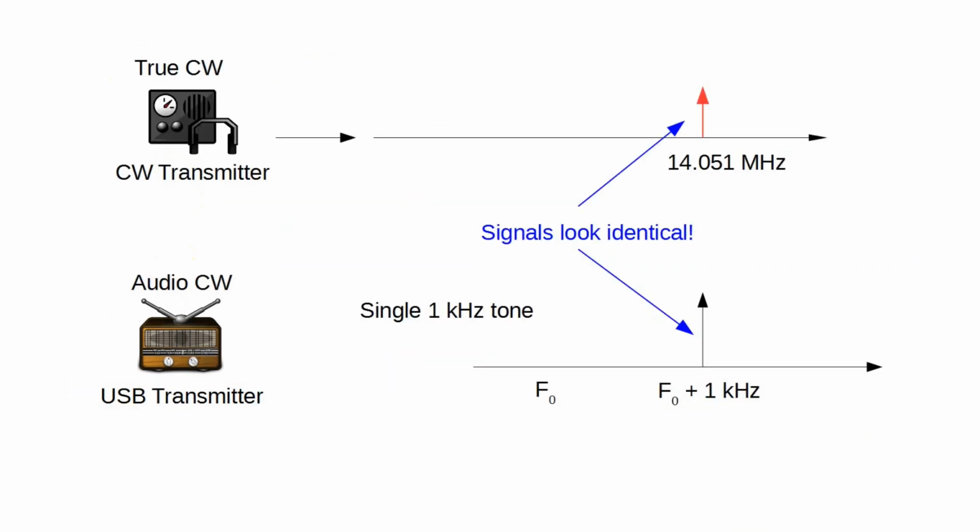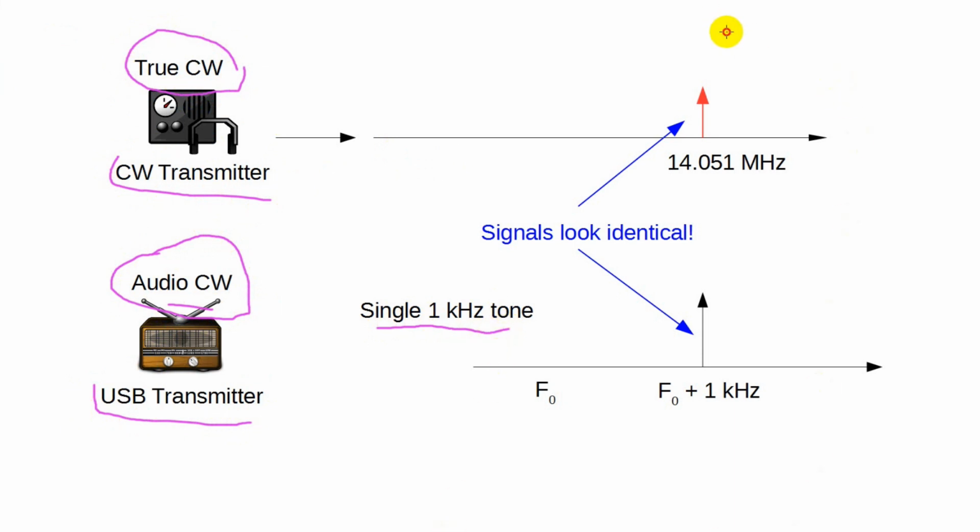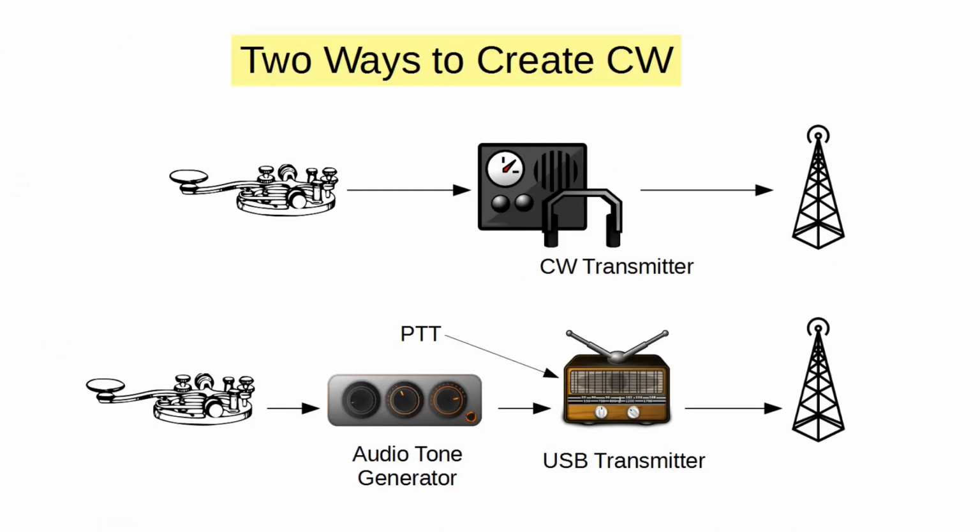So let's do a direct comparison of what's transmitted by a traditional CW transmitter and what's transmitted by an upper sideband transmitter being fed a single audio tone of 1000 hertz. The answer? If done right, you can't tell the difference. We've just discovered a way to send CW by using an SSB transceiver, and yes, this works.